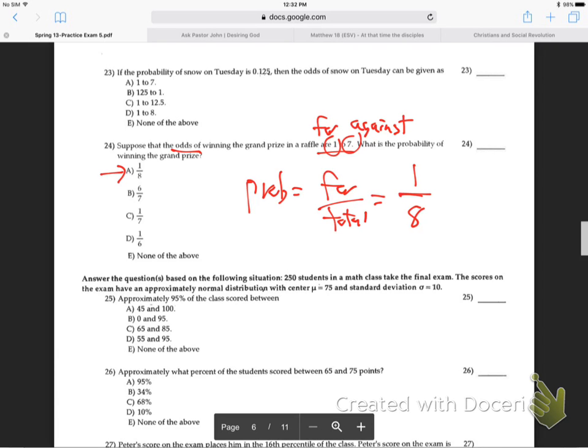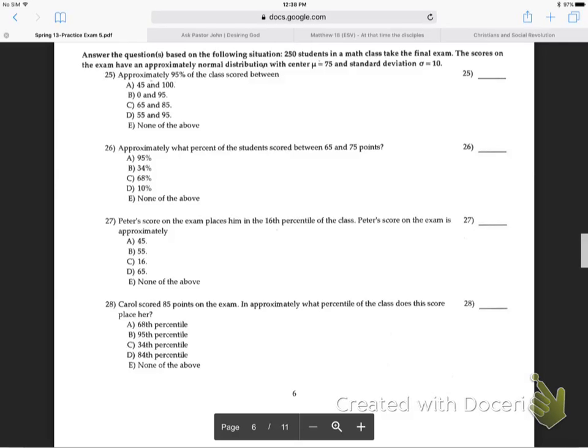Then number 25. Answer the question based on the following. 250 students in a math class take the final, and the scores have an approximately normal distribution. What does that mean we're going to do as soon as we read those words? The bell curve, for sure. The normal curve. So I'm going to put a bell curve here. You have a bell curve on your 3x5 card, right? Right in the middle, and then 3 lines to the right, 3 lines to the left.